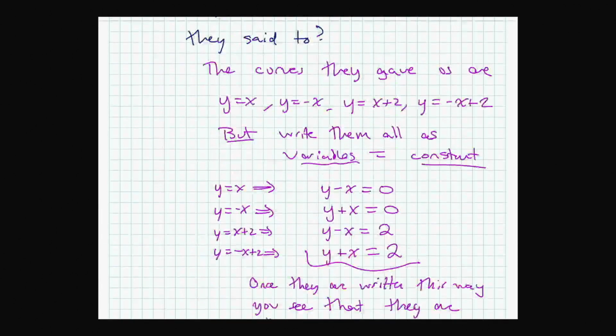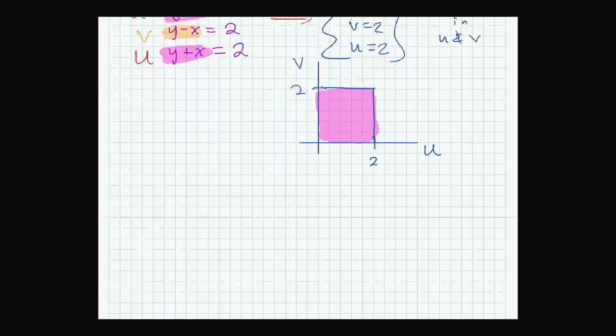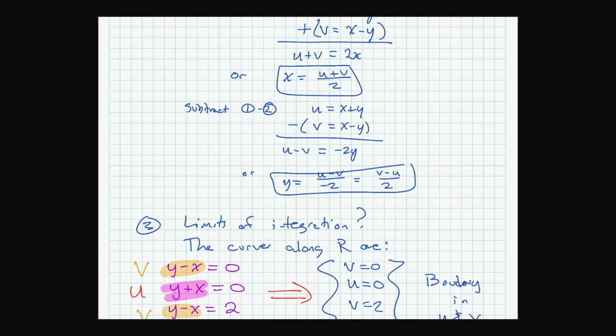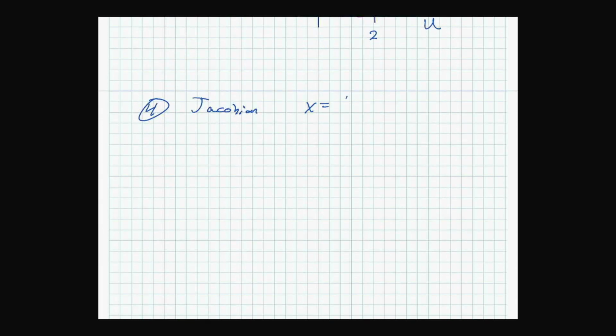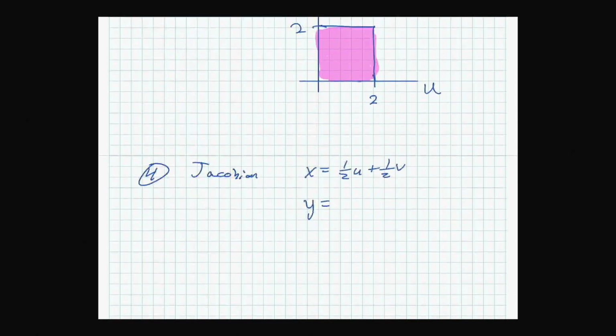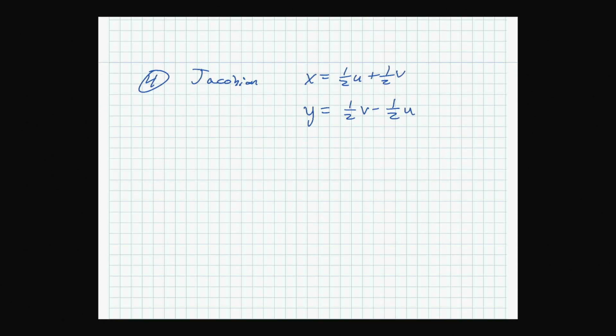So what do we do then? Oh, we need the Jacobian. We haven't done the Jacobian yet. My God, we haven't done anything. All right, Jacobian. You need x and y in order to do the Jacobian, so I'm going to write them. x is 1/2 u plus 1/2 v, and y is 1/2 v minus 1/2 u.